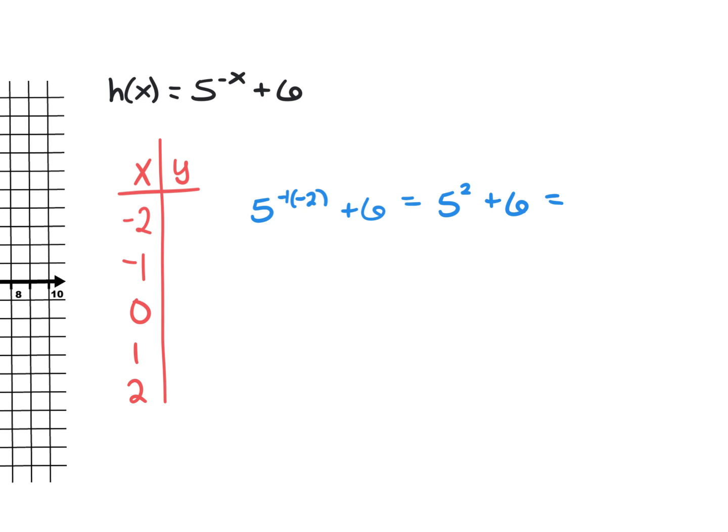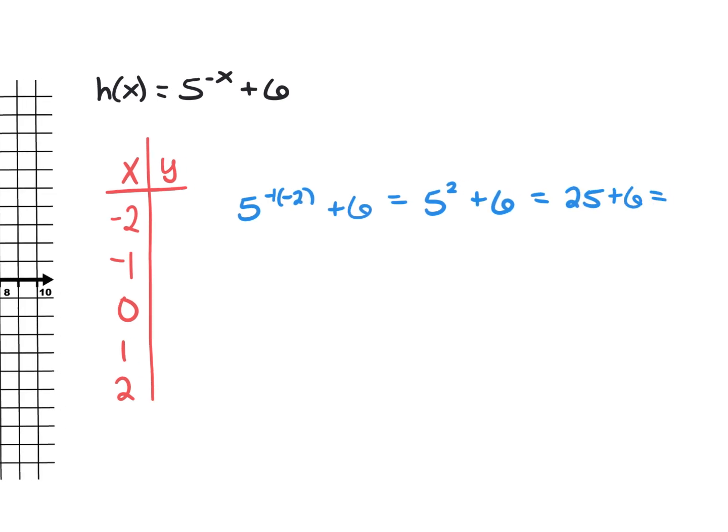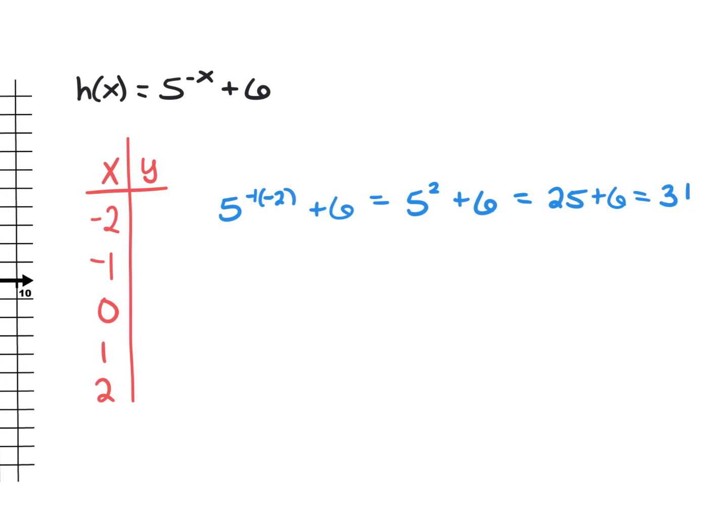What's 5 squared? 25 plus 6. 31. So 31 is my y value for negative 2. Now we plug in negative 1. And what's my exponent going to be? 1. What's 5 to the first power? 5 plus 6. 11.